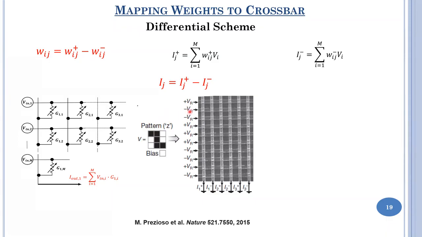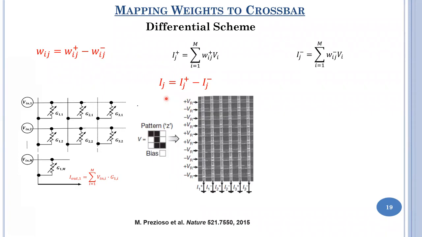Black, black, black, so 3 VRs. Then white, white, so 2 minus VRs, and then the black, so plus VR. So this is how we apply the inputs. We just color code it in such a way that a black pixel represents a positive read voltage, a white pixel represents a negative read voltage.